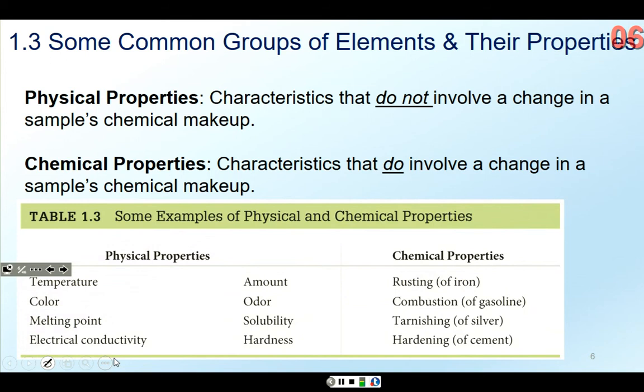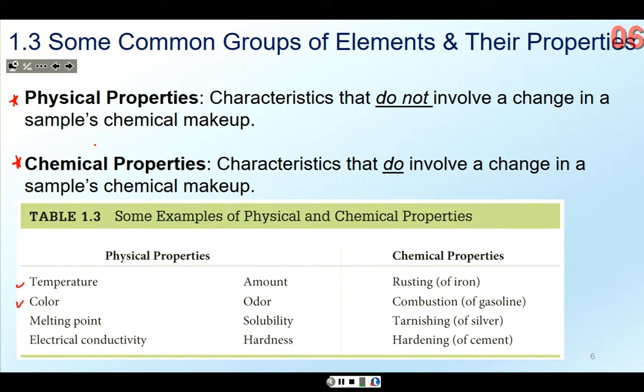Physical properties and chemical properties are 2 other categories, and we need to be familiar with the differences and similarities between them. The physical properties are characteristics that do not involve any change in a sample's chemical makeup. In other words, the chemical formulas do not change when the physical properties change. So examples of that are shown on the left of this table. Things like the temperature and the color of things are going to change.